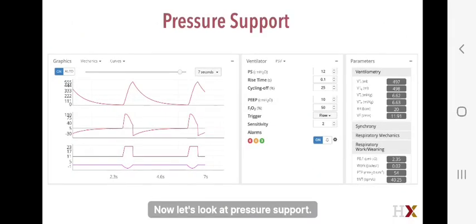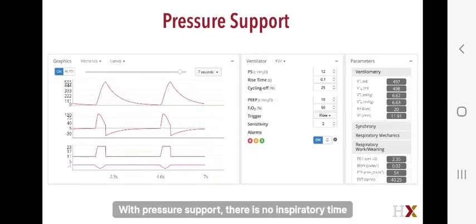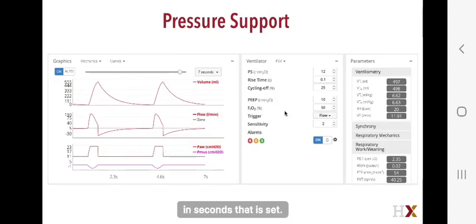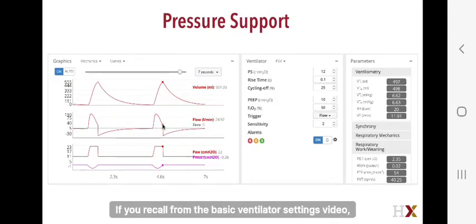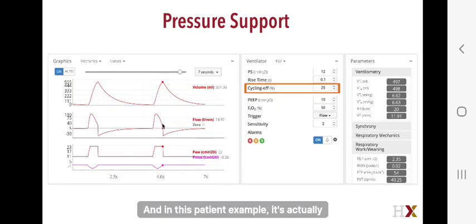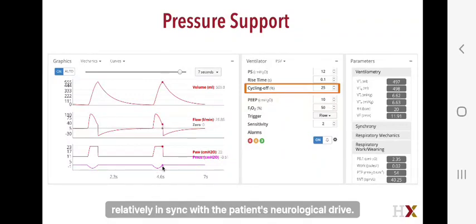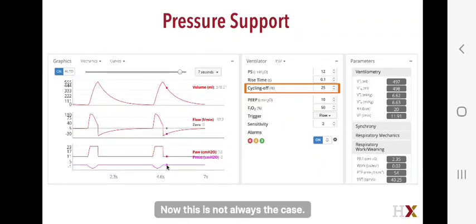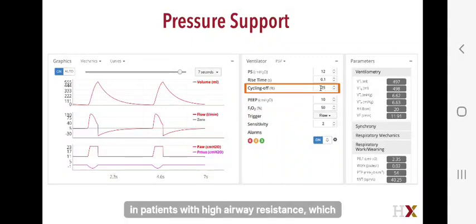Now let's look at pressure support. With pressure support, there is no inspiratory time in seconds that is set. If you recall from the basic ventilator settings video, it's a cycle off percent, so it's 25% of this peak flow is when the breath cycles off. And in this patient example, it's actually relatively in sync with the patient's neurological drive. Now, this is not always the case, and often this requires adjusting specifically in patients with high airway resistance, which I will talk about in just a moment.